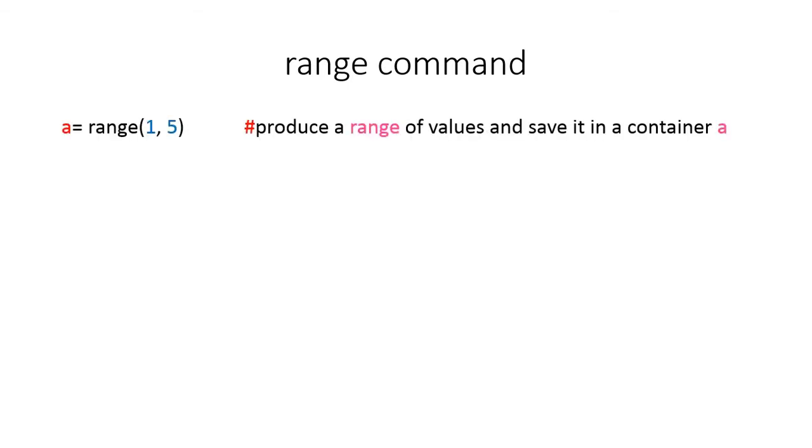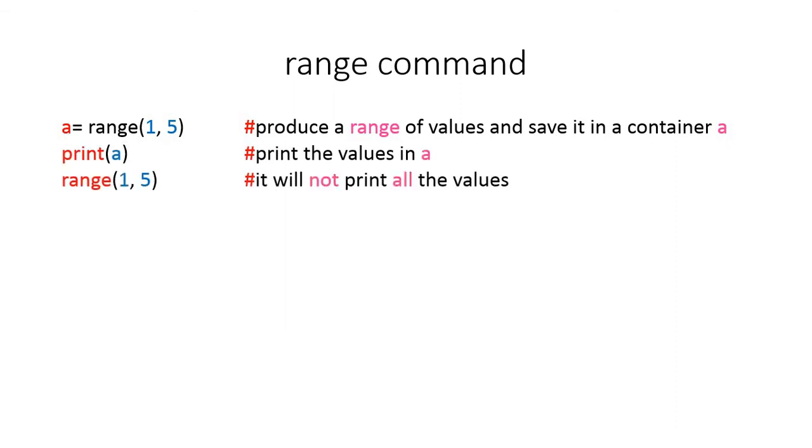Another command is the range command. The range command is like a sequence command. It produces a sequence of numbers from a given number to another given number. For example, you want numbers from 1 to 5. This represents from and this represents the to value. And then you store it in a container A. When you print A, it will print the same thing, that is range 1, 5, not all the values.